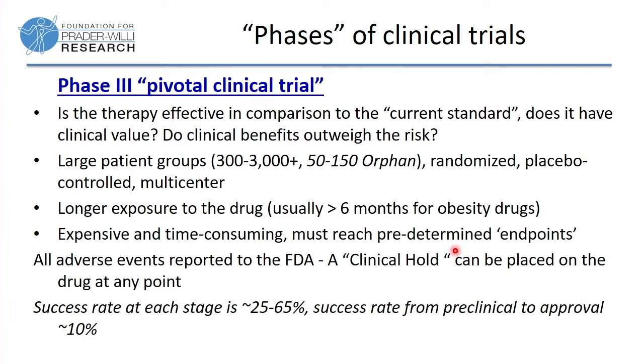The phase 3 is sometimes called the pivotal, because this is where you're trying to get the real evidence that your drug works. The FDA is looking for, is it better than what we currently have out there? Do the benefits outweigh the risks? These are larger studies. For orphan indications, for our population, they are probably on the order of about 100 individuals, with a longer exposure to drug.